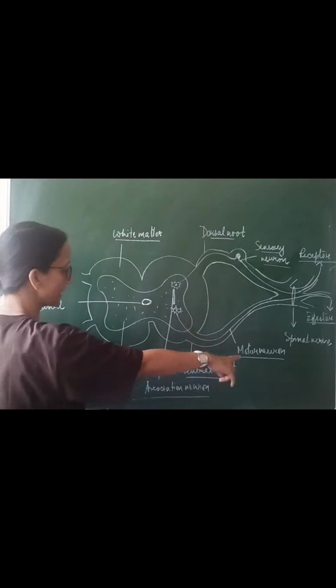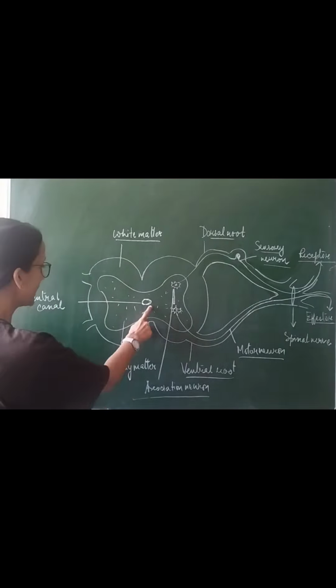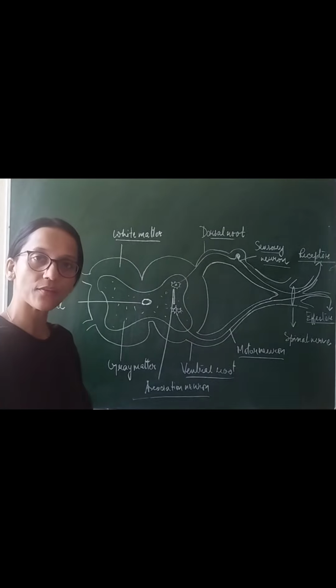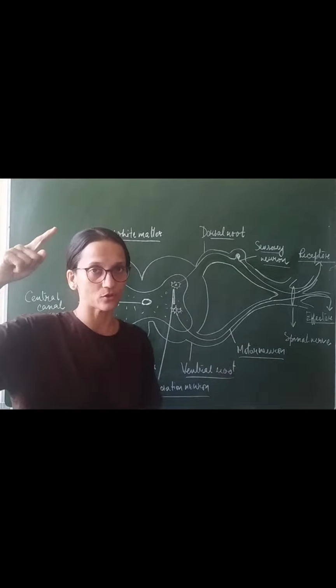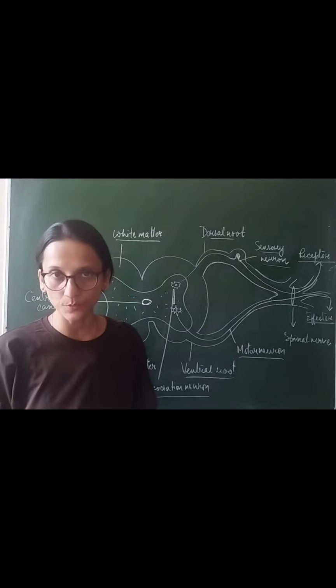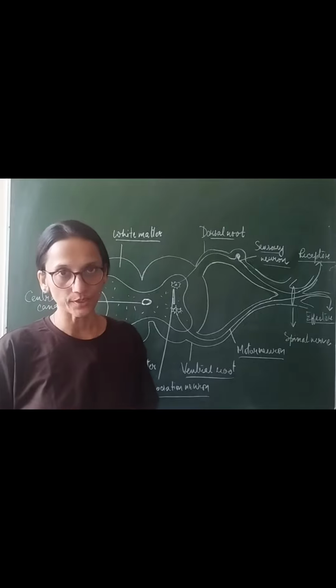When you look at the cross section of the spinal cord, this is how it looks. So the spinal cord has a central canal, which is a cavity right in the middle, and this cavity continues throughout the spinal cord and connects with the spaces that are present in the brain. This cavity is filled with cerebrospinal fluid.